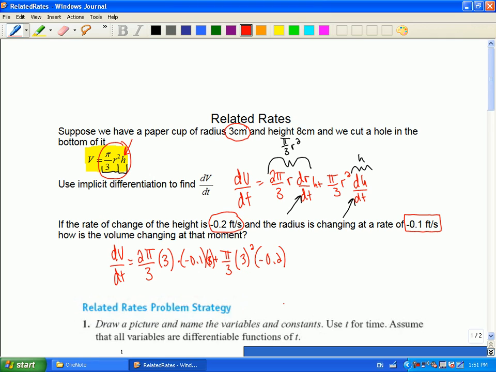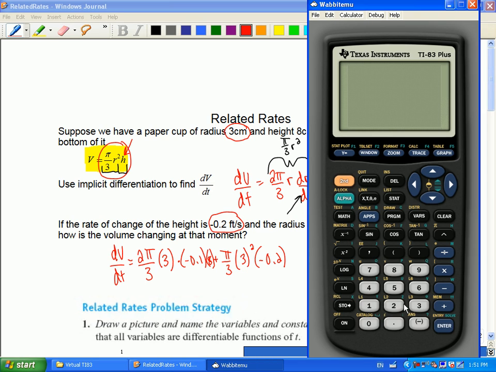So now it'll be up to my calculator to help me figure out what that would be. So 2π over 3 times 3 times negative 0.1 times the height, which is 8, plus π over 3, and 3 squared, I'll just put it in as 9, times negative 0.2. So overall, let's just take a minute before I hit equals.